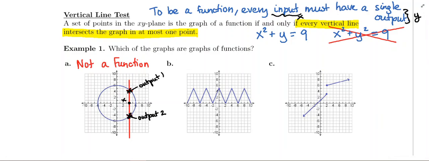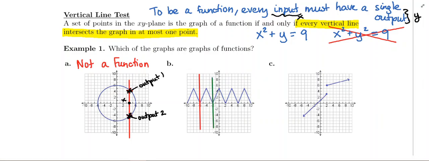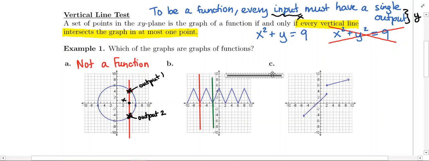Again, you just want to draw vertical lines. So if I try different things here, there's a vertical line. We only hit the graph one time, so let me try another one. Maybe I draw something over here. Again, I'm only going to intersect the graph in one point. I'll try another one, and you can keep doing this.